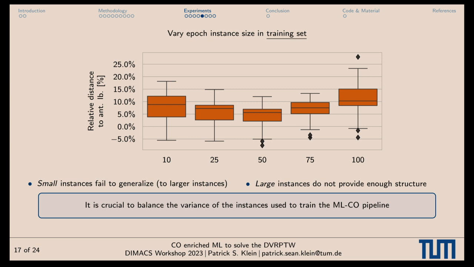So it appears that small instances fail to generalize, so we extract too much structural information, while for large instances, just the variance of these instances fails to provide enough structural information to our machine learning predictor. So it's crucial to balance the variance of the instances when we train these MLCO pipelines.